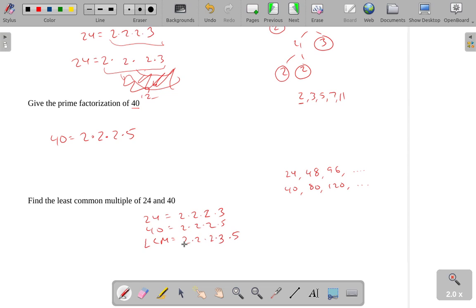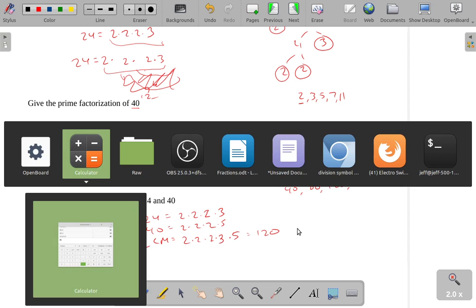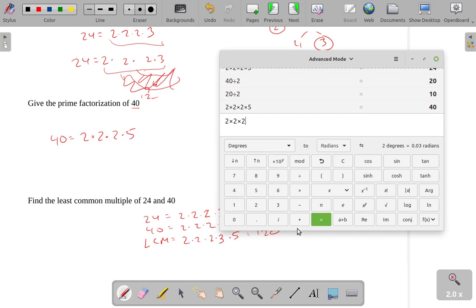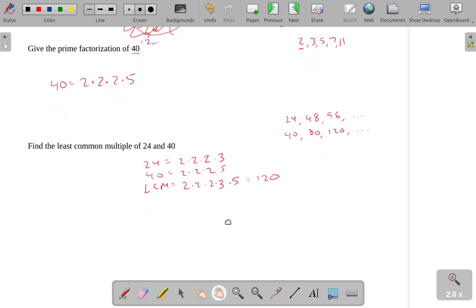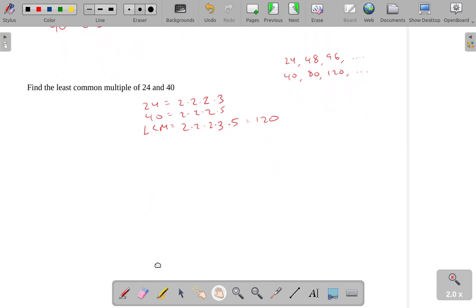And you can see this number is 40 times 3. So this stuff right here is my 40, and then I have a 3 there. I know it's a multiple of 24, because that stuff right there is 24. It's 24 times 5. If I multiply these all together, 2 times 2 times 2 times 3 times 5, you can see I get 120. So it actually would have been the next number in that list. This is, in my opinion, the easiest way to find the least common multiple of two numbers.